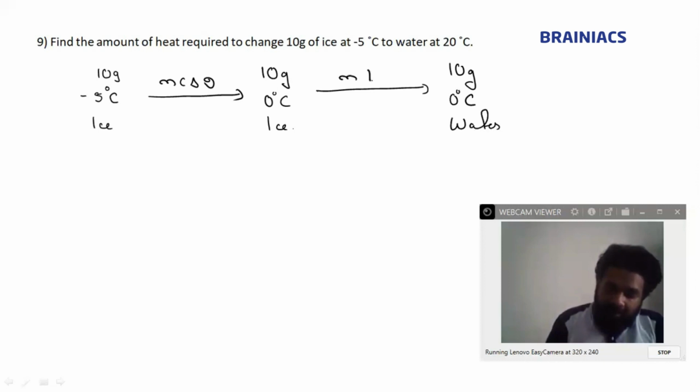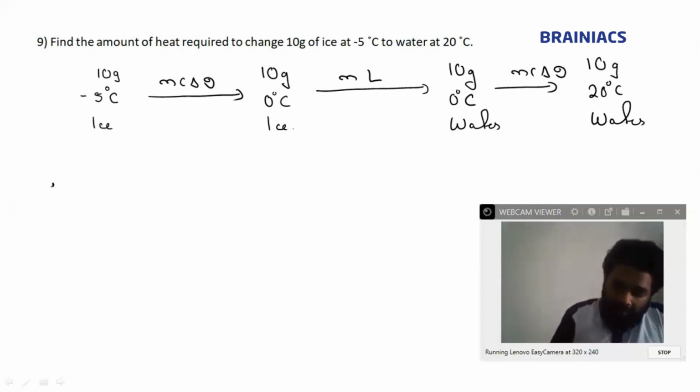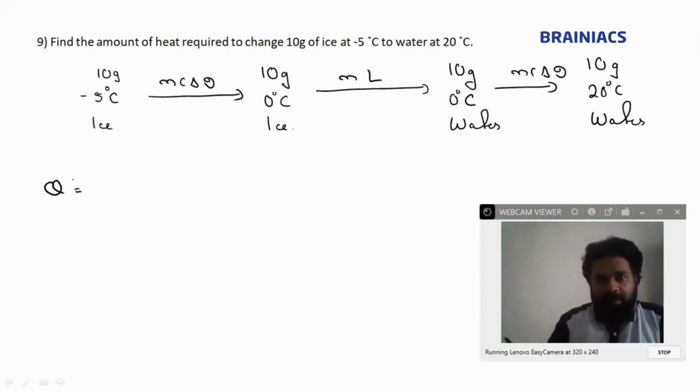So here the heat involved is the phase changing heat. Now this will become 10 gram 20 degrees Celsius water, and the heat required is MC delta theta. This is how the process will happen. Now we are moving slowly in this question just for understanding purposes. Once we are fluent in this conversion process, we will be comfortable.